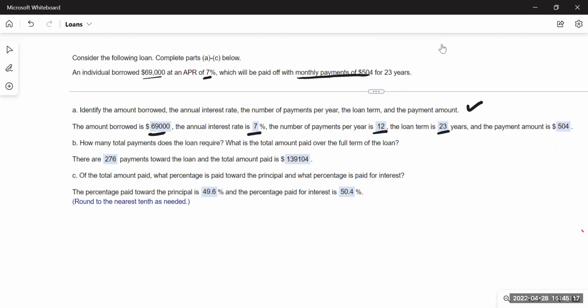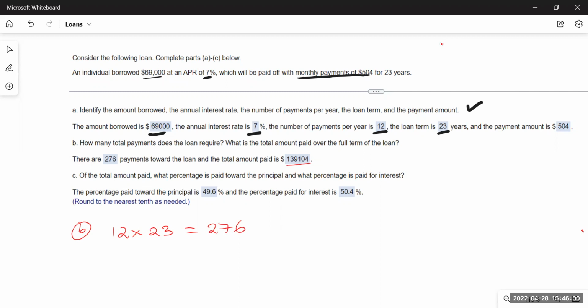Now the second part of this problem, it says how many total payments does the loan require? So when you're looking at the total payments that the loan requires, we are looking at how many months are in 23 years. So for the B part, we are doing 12 times 23, and that will give us 276.